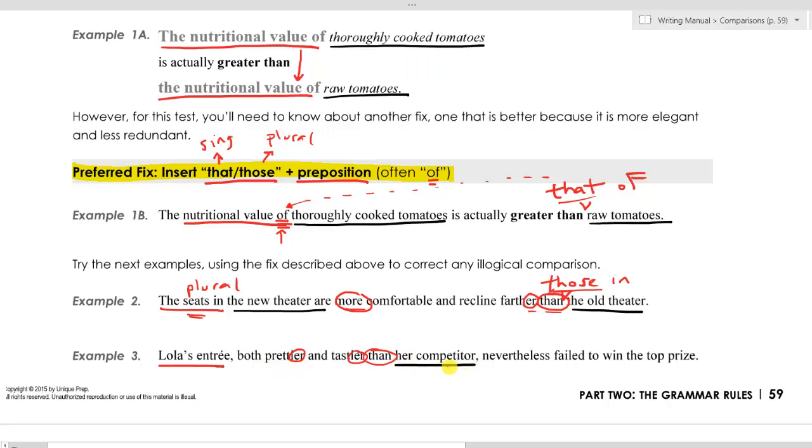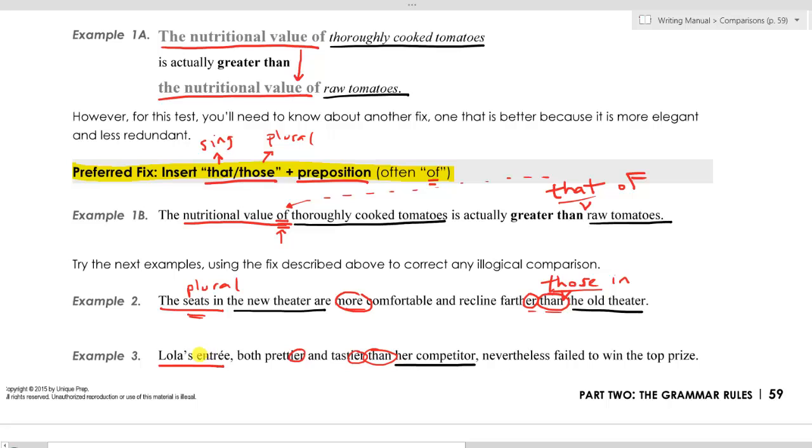This sentence is literally saying that Lola's entree was prettier than her competitor, and Lola's entree was tastier than her competitor. I really hope that nobody was chowing down on her competitor and saying that her competitor was not tasty, because at least if they're going to chow down on her competitor, they should say that she's kind of tasty. But anyway, the bottom line is that's a really sort of sick sentence. Anyway, we have an unfair or unclear comparison.